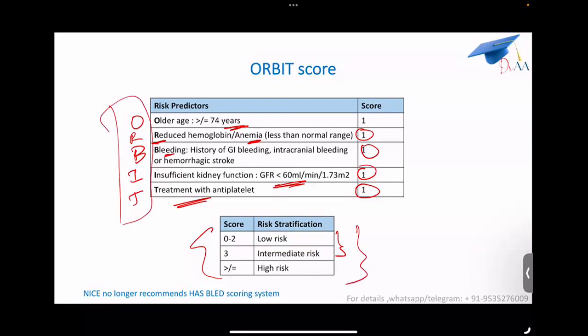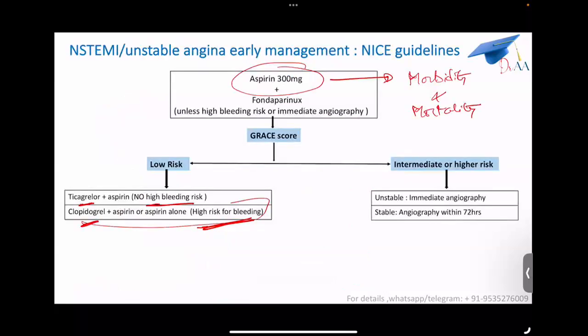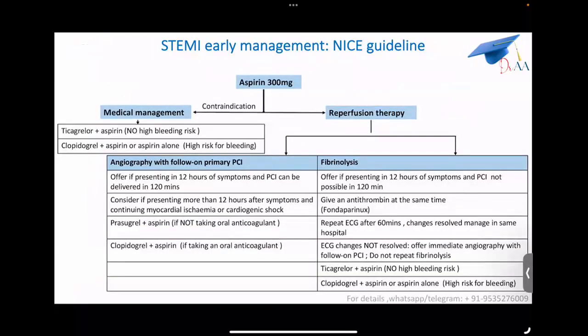Depending on the score, anyone who has 4 or more than 4 is considered high risk. And for high risk, depending on this algorithm, here usually we tend to give clopidogrel. In NSTEMI also we tend to give clopidogrel.